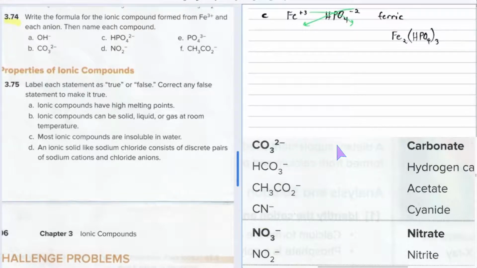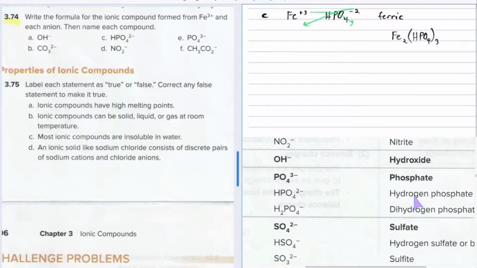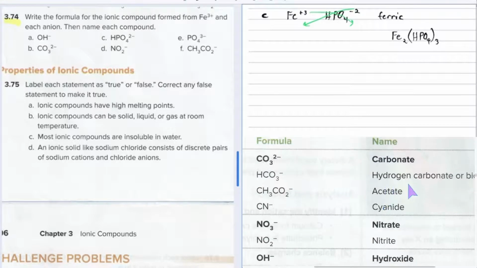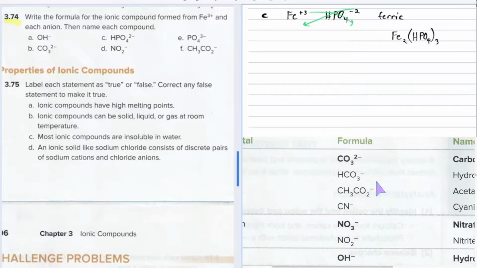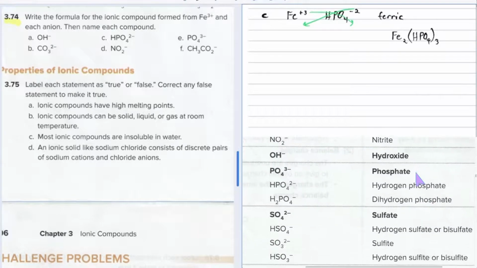What's the name of the polyatomic ion? It's one of phosphorus. There it is. Hydrogen phosphate. Okay, hydrogen phosphate. Sometimes people call it biphosphate, just like you got hydrogen carbonate or bicarbonate for that one. But here, I don't see the biphosphates in here, so we'll just call it hydrogen phosphate. So ferric hydrogen phosphate.